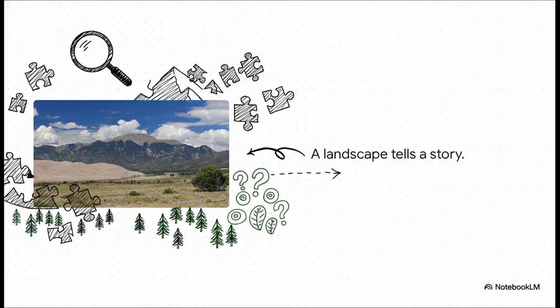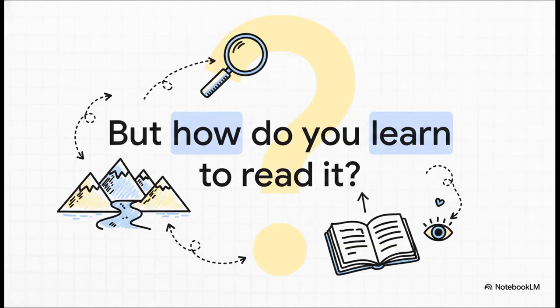Now, at first glance, you see sand dunes, mountains, forests. It's beautiful, but it's also a really complex puzzle. Why are the dunes right there, next to that grassy area? Why are there different kinds of trees on the mountain? Every single piece is a clue. And that's the big question, isn't it? It can feel a little overwhelming, looking at all that and not knowing where to start.